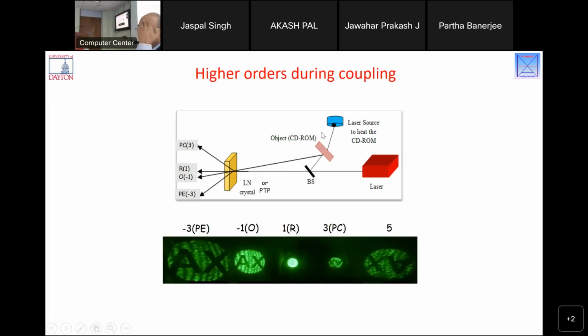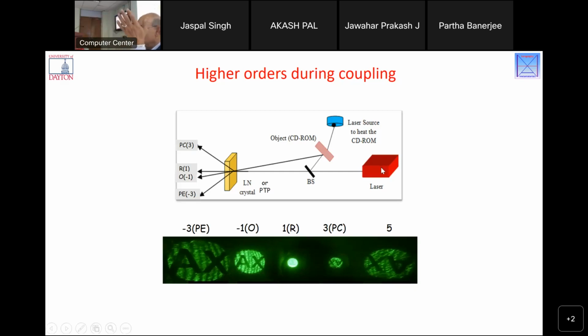So we started from a laser source, and that laser source really does a couple of things. We actually wanted this particular laser source to deform the object. So what was our object? Very simple. It was a CD, like a CD disk. So we use this laser to heat up the CD disk, and then it will get some curvature and so on. So it's a distorted object.